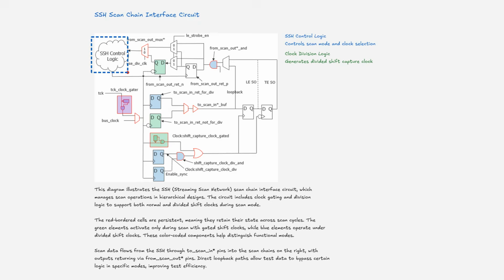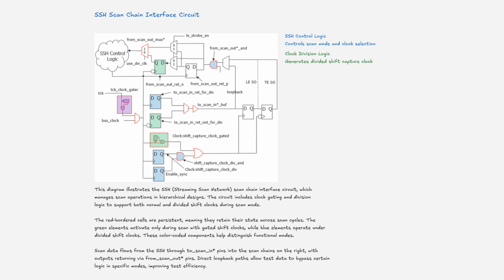This diagram illustrates the streaming scan network scan chain interface circuit, which manages scan operations in hierarchical designs. The circuit includes clock gating and division logic to support both normal and divided shift clocks during scan mode. The red bordered cells are persistent, meaning they retain their state across scan cycles. The green elements activate only during scan with gated shift clocks, while blue elements operate under divided shift clocks. These color-coded components help distinguish functional modes.